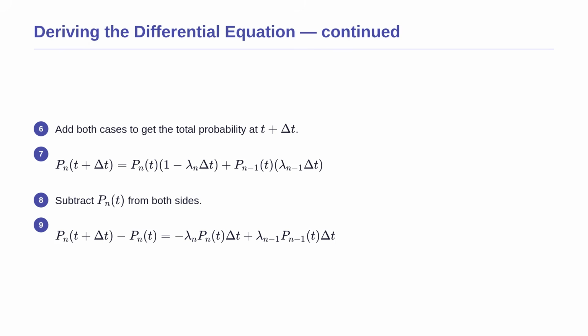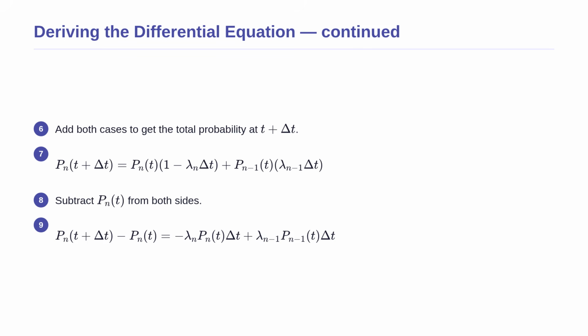Continuing our derivation, we add the probabilities of those two distinct cases together to get the total probability for the new time. Next, we want to turn this into an equation that shows a rate of change, which is the foundation of a differential equation. To do this, we subtract the original probability from both sides of our equation.